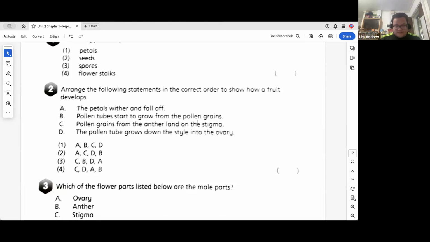off. Therefore, the answer is number 3, whereby the first step is pollen grains from the anther landed on the stigma, followed by B, pollen tubes start to grow from the pollen grain, followed by D, pollen tube grows down the style into the ovary, and last but not least, A, the petals wither and fall off. Therefore, the answer for question 2 is number 3.